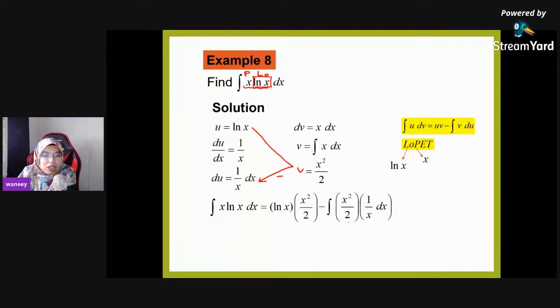So this one cannot, because it has two separate fractions. So we need to simplify this fraction first before we integrate. It will become x squared over 2 ln x minus the integral of x over 2 dx. So now we can integrate them. Integrating x is simply adding 1 to the power, divided by the new power.